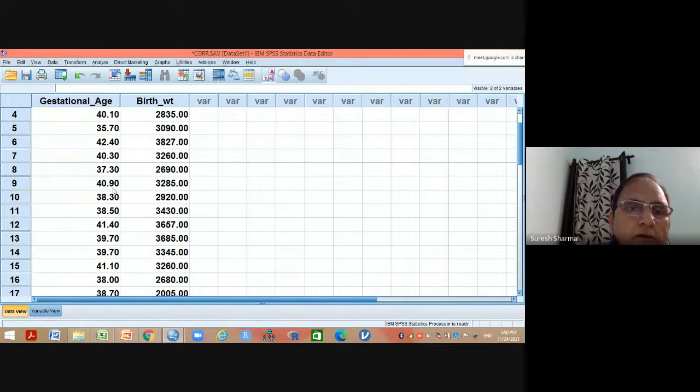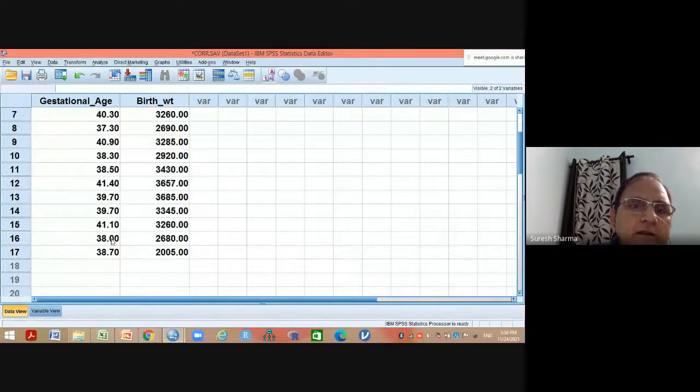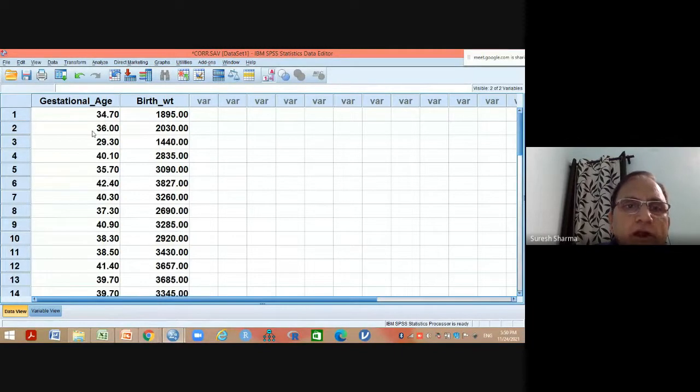Suppose the gestational age of the mother is 35, this is 35.7. Let's say the gestational age of the mother is 33. Now 33 is not here, right? If gestational age would have been 33, what should have been the birth weight of the baby? So that means it's a prediction problem.